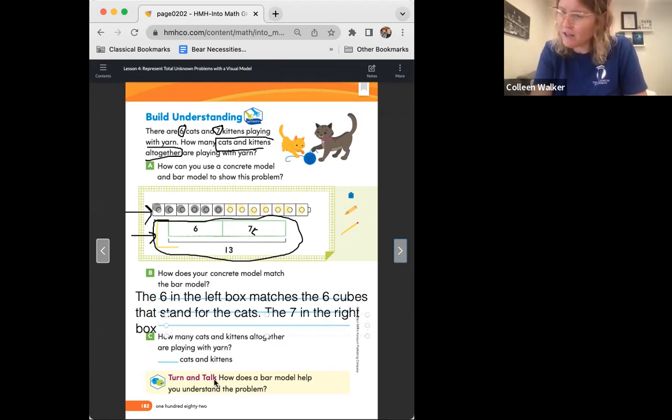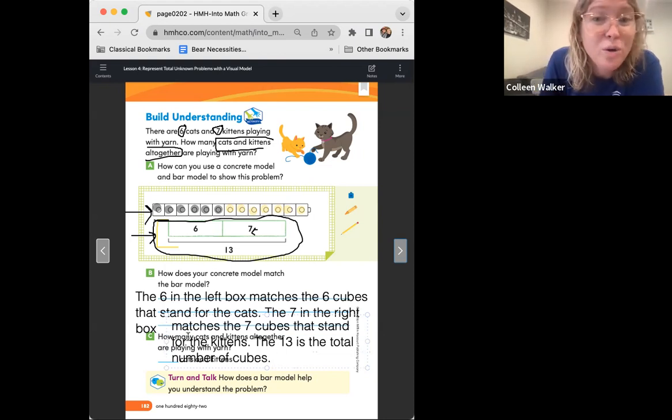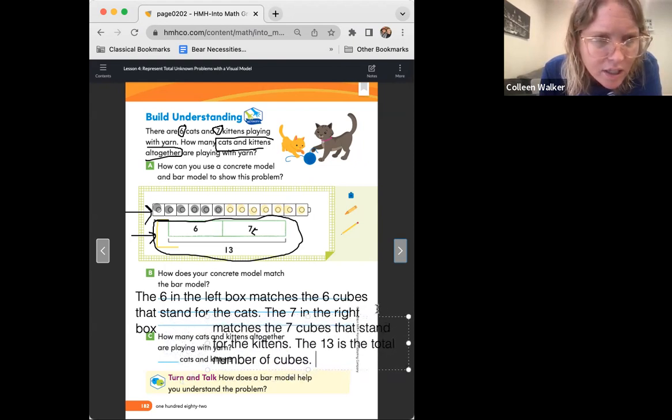So we have the 7 in the right box matches the 7 cubes that stand for the kittens. And then what does the 13 represent? Yes, it's the total. So the 13 is the total number of cubes, or the total number of cats and kittens. I'm sorry that this is hard to see.